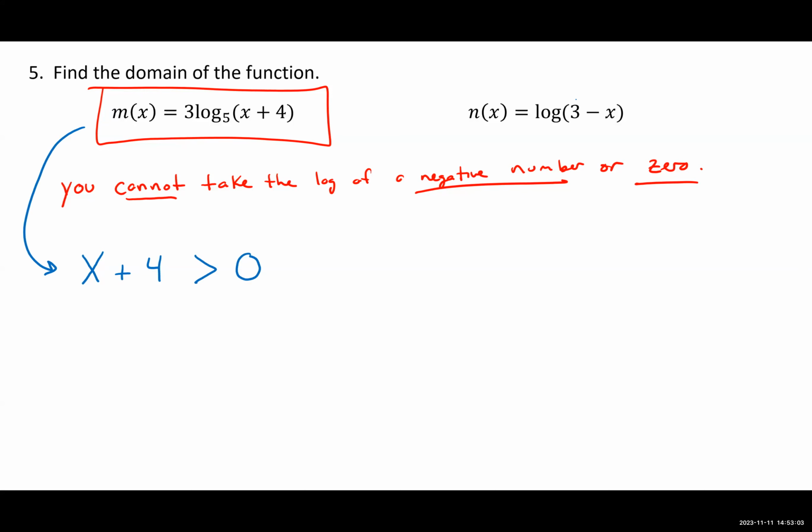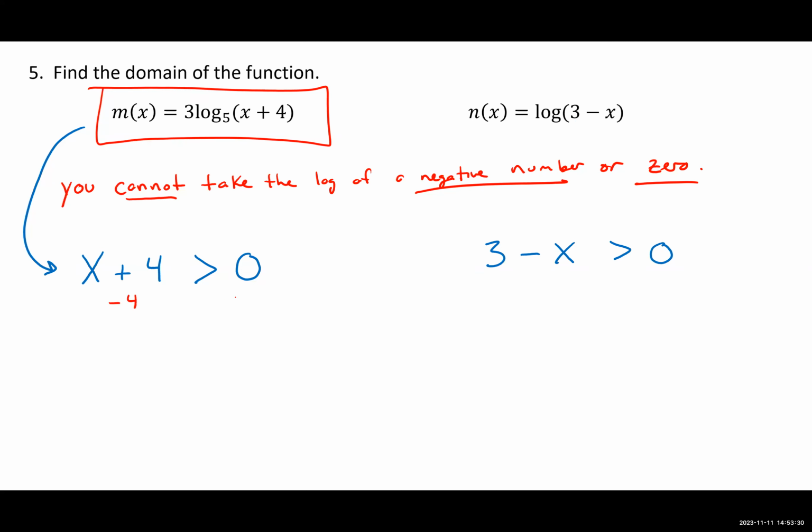And then the same thing on the right with n of x. If you're taking the log of 3 minus x, then 3 minus x has to be a positive number. It doesn't mean x has to be positive. It just means that the thing inside the parentheses has to be positive.